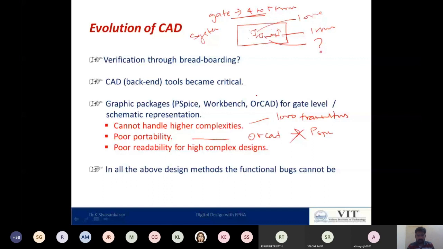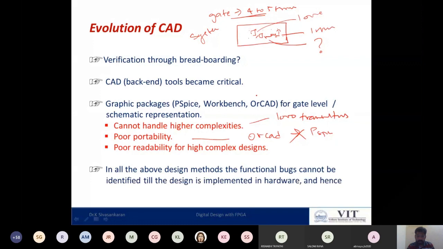In all the above design methods, the major issue is that you cannot find the final bug until your implementation. The functional bugs cannot be identified until your design is implemented in hardware, and hence your total design time is pretty long. At the end of the day, once you complete all your design over a period of time and finally find there is a bug, again you need to redo. So that's why the CAD tool becomes important, and at each and every level of abstraction we do verification. That is possible through these CAD tools.